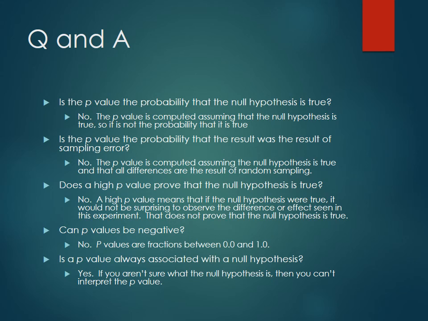Okay, can p-values be negative? No, they really only range from 0 to 1, basically. 1 being that the results that you had were 100% due to random chance, versus 0, where you never really have anything that was 0, but you have very, very small values that say that random chance is very, very unlikely to have provided those results. And then is a p-value always associated with a null hypothesis? Yep, you need to have a null hypothesis in order to test your data against, otherwise, how do you get a p-value?